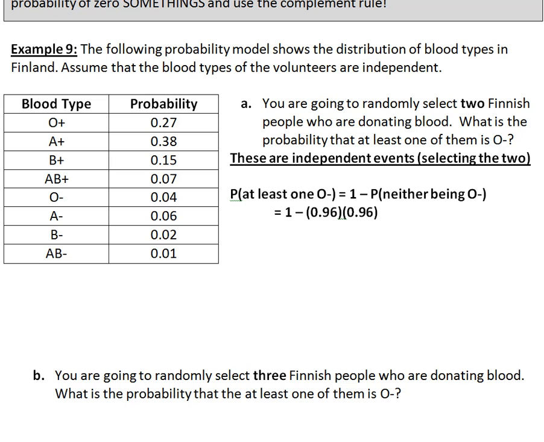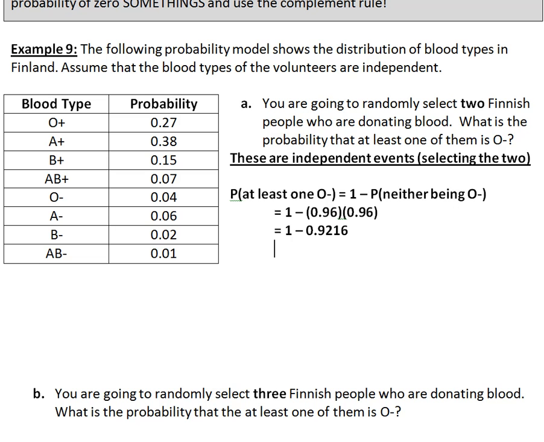So the result that I have here, 1 minus 0.96 times 0.96, is 1 minus 0.9216 on a calculator, which is the same thing as 0.0784. I just rounded it off there. So it's almost an 8% chance that if I randomly select 2 Finnish people, at least one of them is going to be O negative. I used the complement rule.